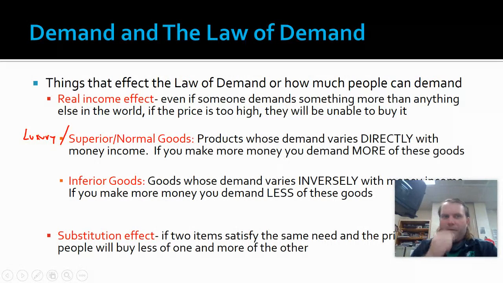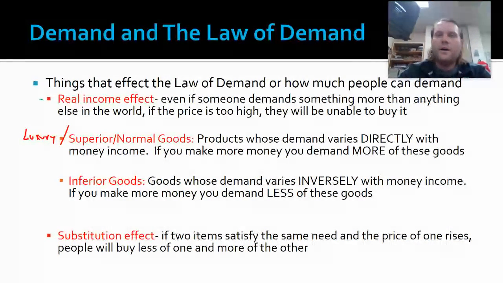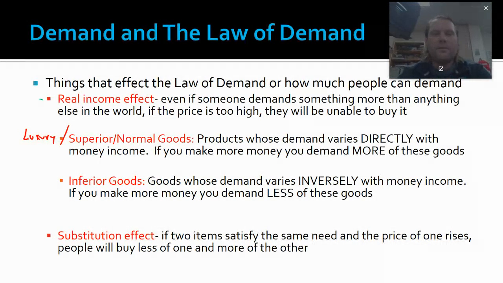So here are some things that affect how much we can or will demand for certain things. We've already mentioned the real income effect. Obviously our income is going to determine any number of different things and how much we buy of certain things. It determines what house we live in, what type of car we drive, what type of food we eat, right? And so our income definitely affects what we demand.